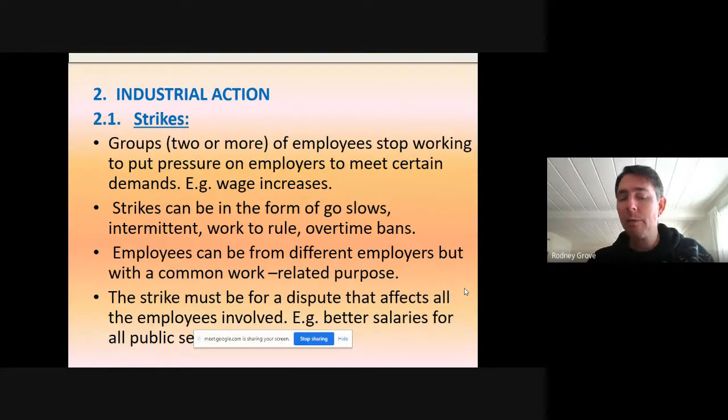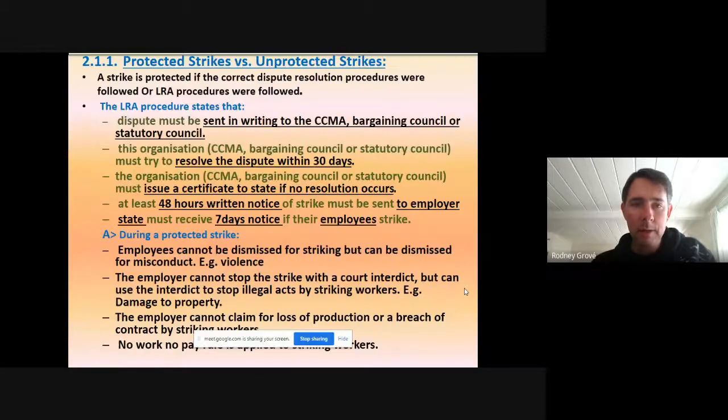And it can't be classified as a strike when it's only one person. So that's just the basis of what we did yesterday, or what you would have heard yesterday in the presentation that I did and that you hopefully all watched. So then we move on to protected versus unprotected strikes.